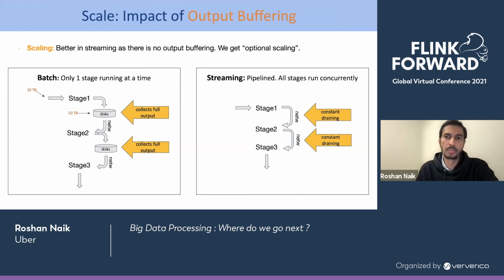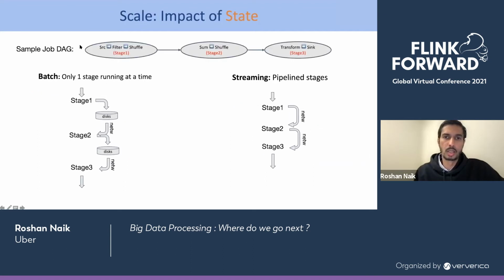This property where you don't need to add more and more resources to handle larger and larger inputs is referred to as optimal scaling. And it's a property we'll discuss a little bit later on. But now let's turn our attention to the second thing that impacts scale, which is state.